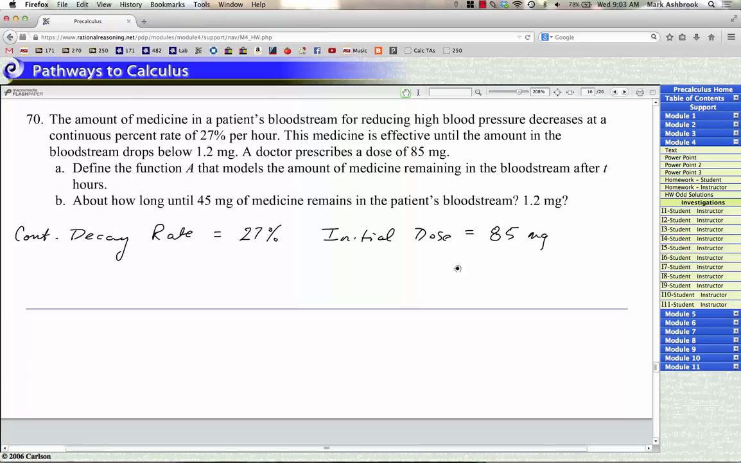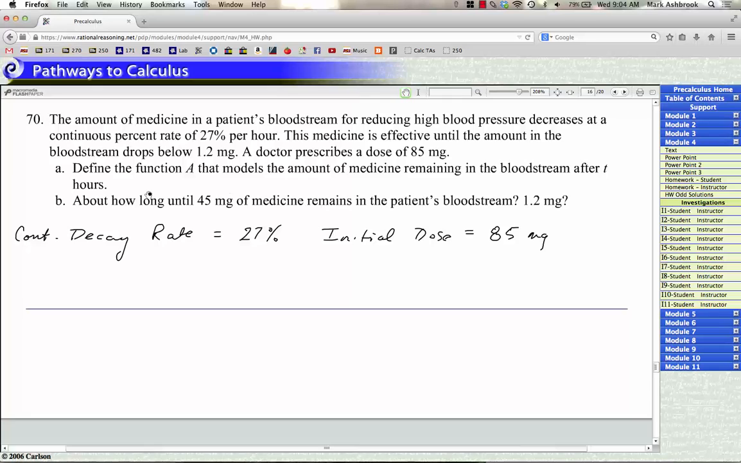So 27%, is that the actual percent change per hour? No, it's a continuous rate. Remember we said a continuous rate is similar to an APR. It doesn't give the true percent change per hour. Instead, you think about it as something that has to be combined with the idea of continuous growth or decay to get the true percent change.